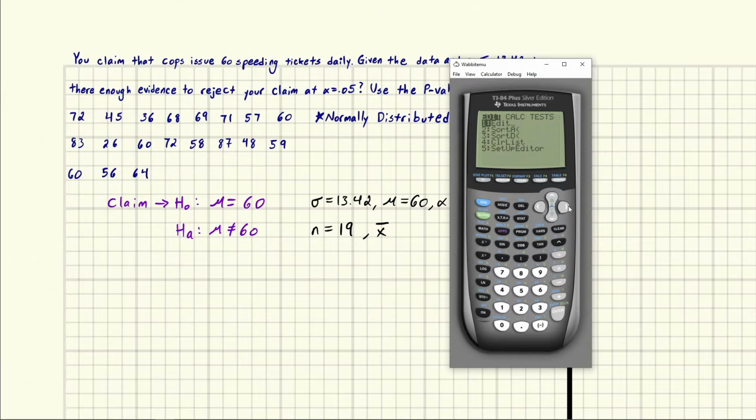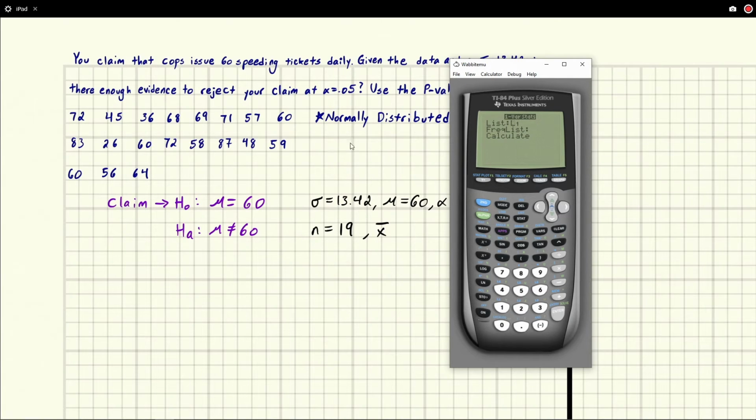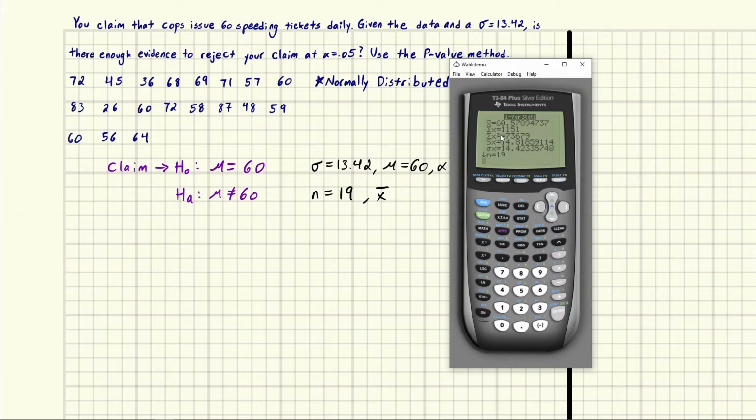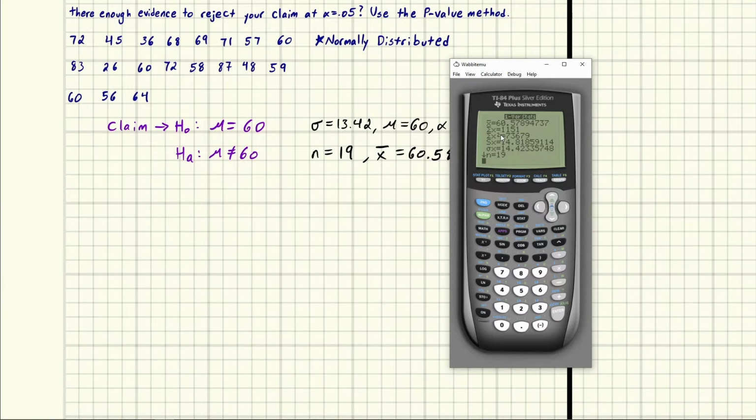So okay, we can go to stat now. We can go to calculate, one var stats. Make sure your list is the list you used. Make sure frequency list is empty and hit calculate. We get out some wonderful stuff here. We get our mean, though. That is 60.58. Using this, we can find our test stat, z.